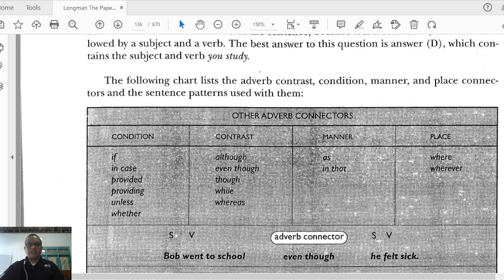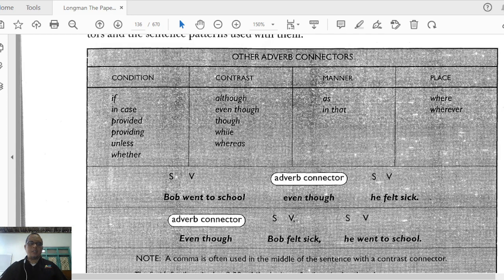The following chart lists the adverb contrast, condition, manner, and place connectors and the sentence pattern used with them. Okay, we have condition, contrast, manner, place. So condition ini ada kata if clause, atau if, in case, provided, providing, unless, when, whether. Contrast, we have although, even though, while, whereas. The manner, we have as, in that, where, wherever.